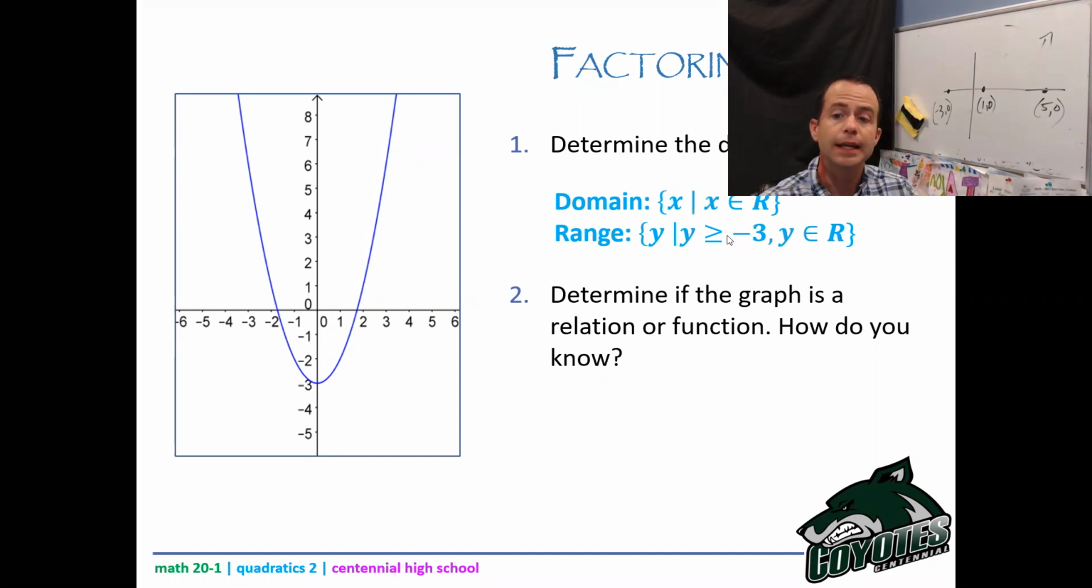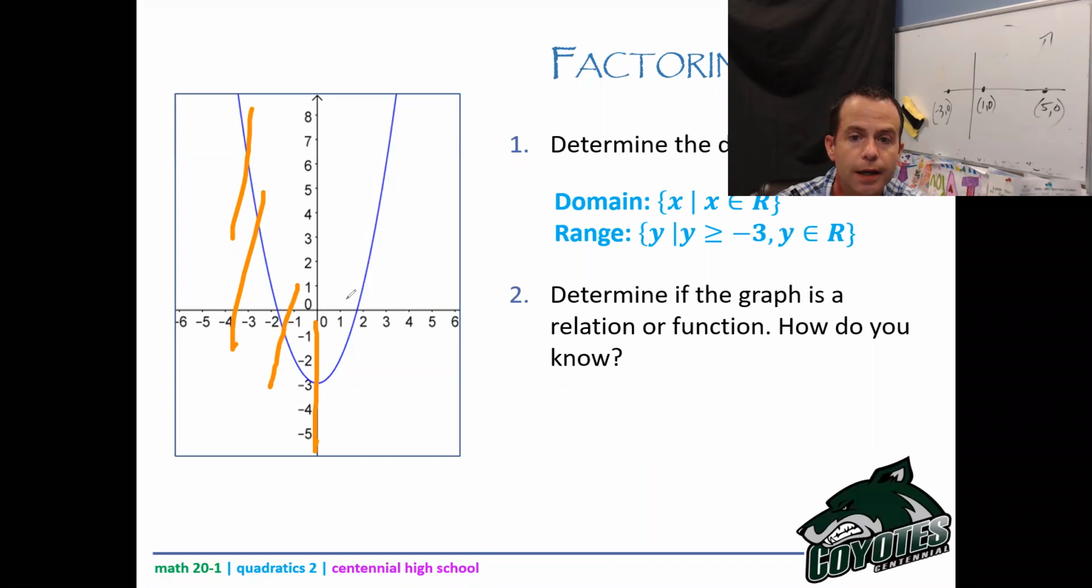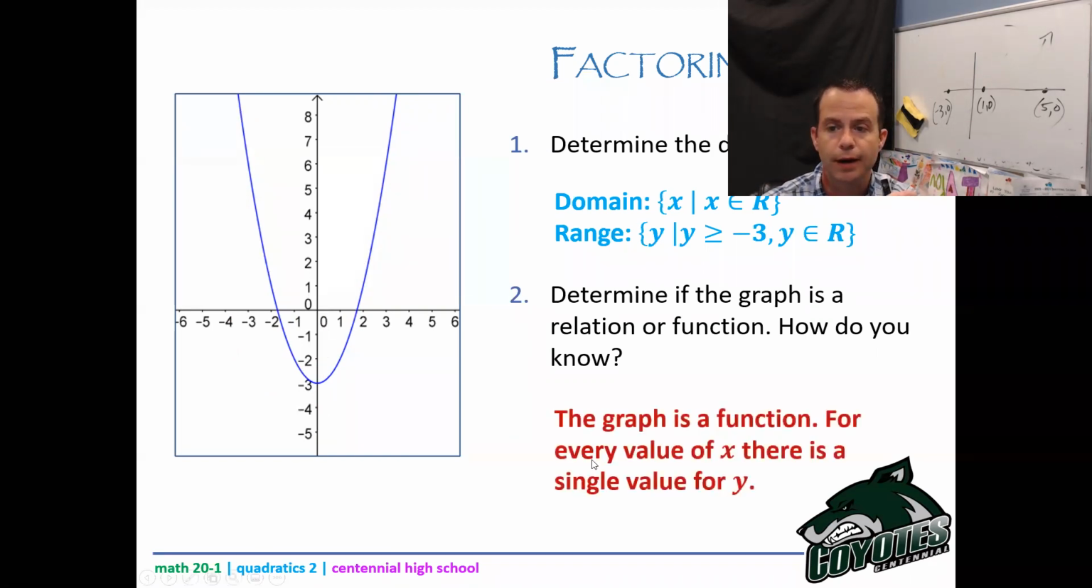Is the graph a relation, or could I call it a function? Well, again, we could do the vertical line test here. Anytime I do a vertical line, that's a little better. I must not have had enough coffee yet. It's only going to hit once, so it does pass the vertical line test. For every x, there is a single y, so yes, it is a function. The graph is a function. For every value of x, there's a single value of y.